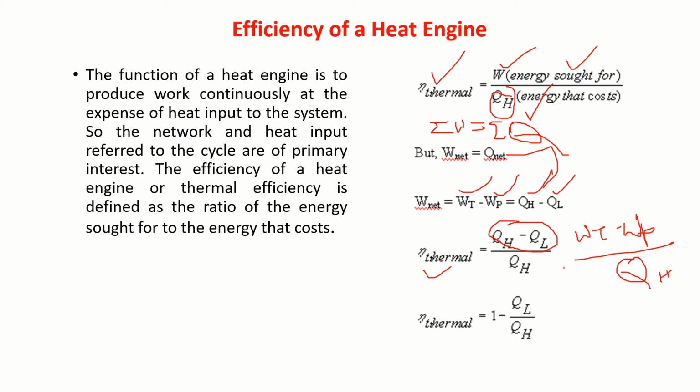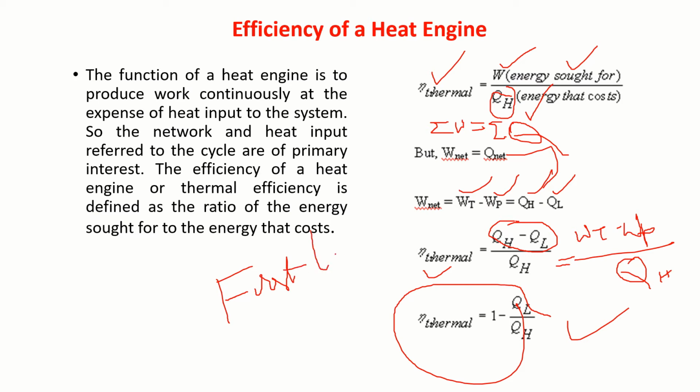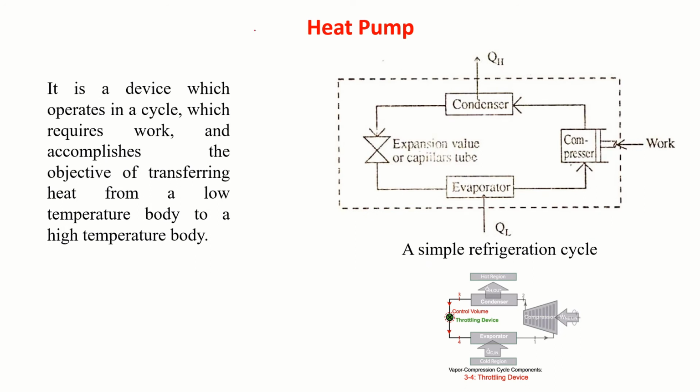So Wt minus Wp can also be written as QH minus QL. So we can write like this. This is the thermal efficiency of a heat engine. Sometimes we call it first law efficiency because it is based on the first law. Okay, now you have got an engine. An engine is a power producing device. Now let us define heat pump.